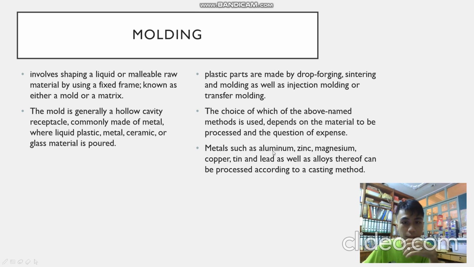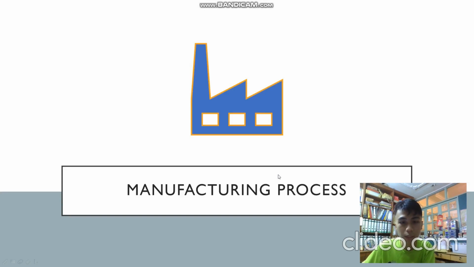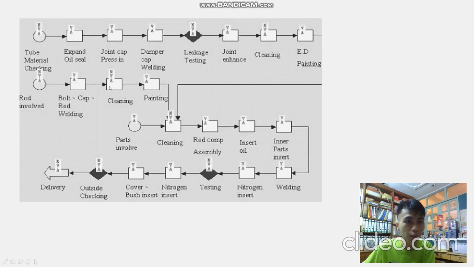Metals such as aluminum, zinc, magnesium, copper, tin, and lead, as well as alloys thereof, can be processed according to a casting method. Simple process. Now we come to the manufacturing process of the absorber.